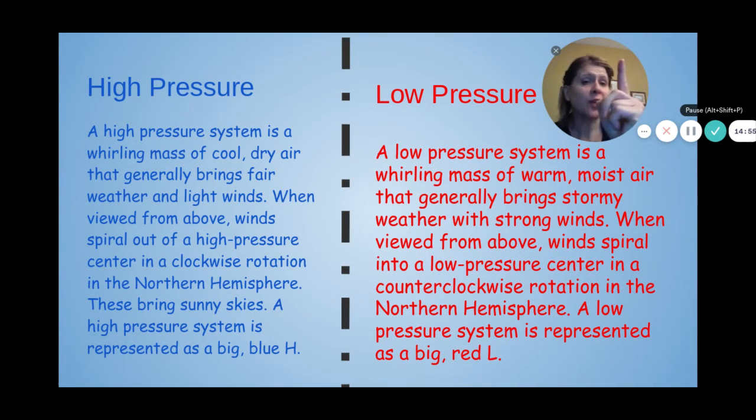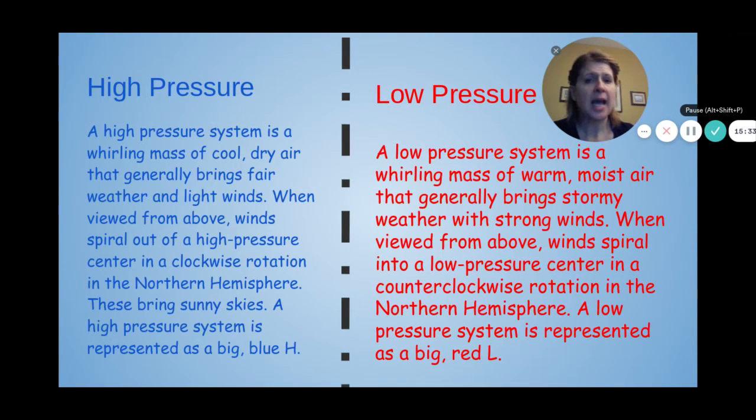So in the northern hemisphere, and that's where you're living, that's anything above the equator, when we view it from the sky, it's going to look like the air is swirling in a clockwise motion. These bring sunny skies to us. And on a map, it is represented with a blue H. All right, let's go over that again. A high pressure system is a whirling of cool, dry air, which means there's very limited humidity, that brings fair weather, sunny skies, and little rain.